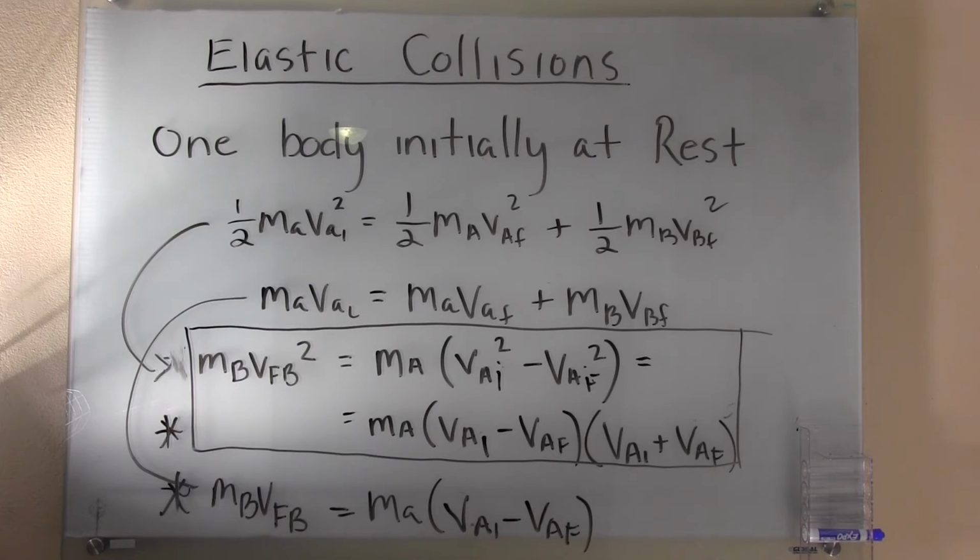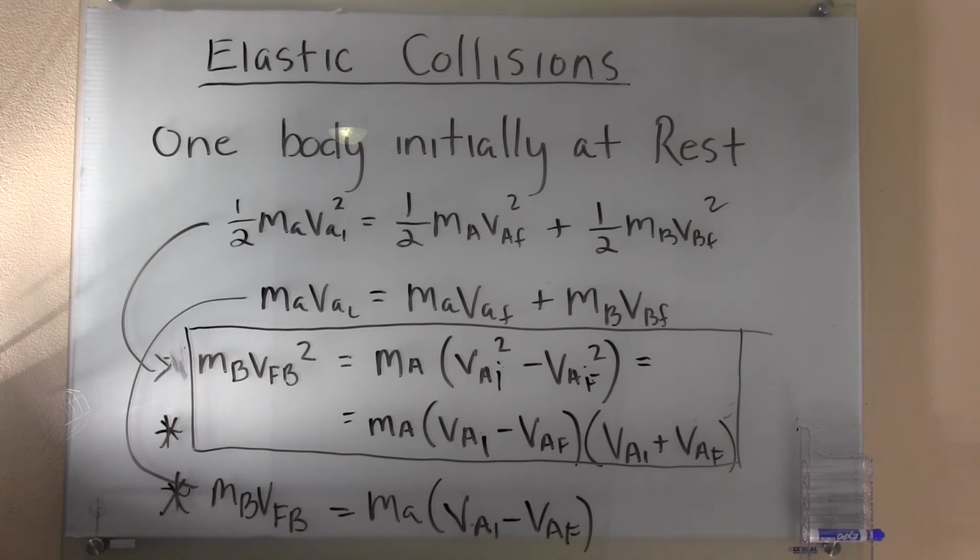by a half, and I put like terms on each side, and I get the mass of B times the velocity final of B squared equals the mass of A times the velocity initial of A squared minus the velocity of A final squared. I take that side of the equation and FOIL it out, and I get the right side of the equation is going to equal the mass of A times velocity of A initial minus velocity of A final times velocity of A initial plus velocity of A final.